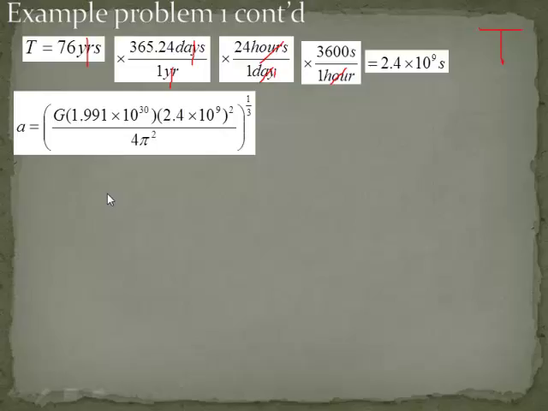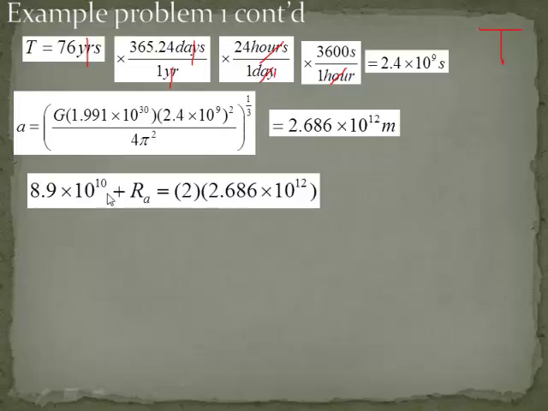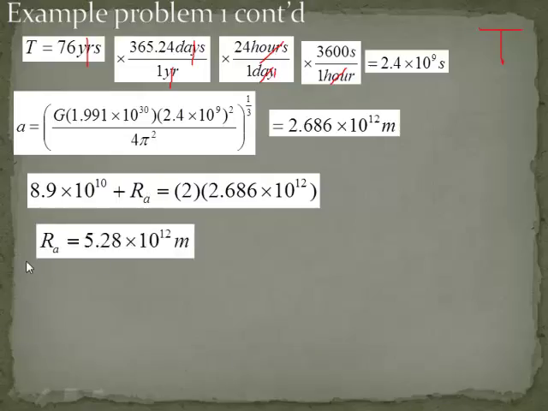Okay, so once you plug in your numbers correctly, you should get that A is equal to 2.686 times 10 to the 12. And then we decided earlier that the perihelion distance plus the aphelion distance is equal to 2A. That was the whole point of us solving for A. So here I just plugged in the perihelion distance. We're solving for the aphelion distance. And when we do that, we get that the aphelion distance is equal to 5.28 times 10 to the 12 meters.